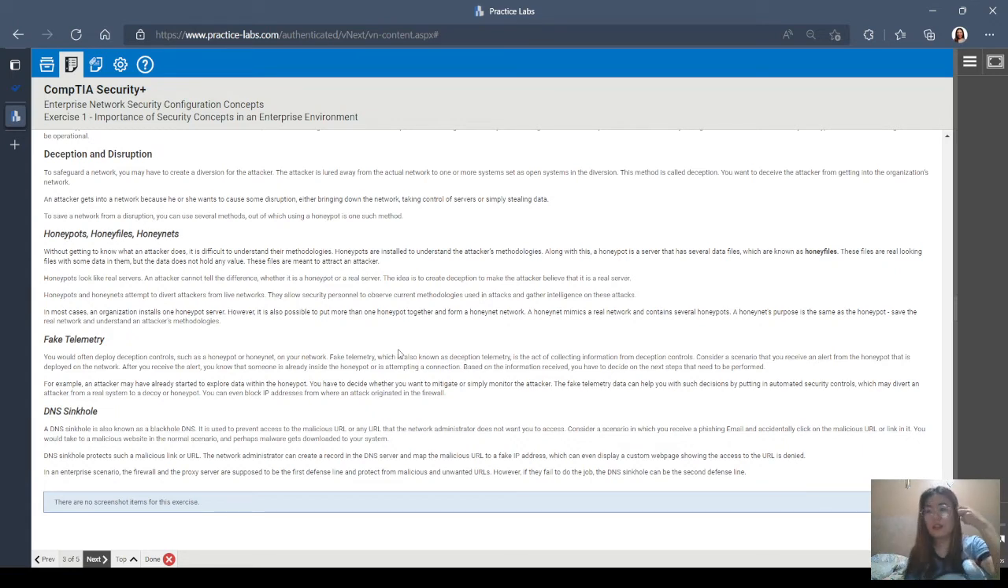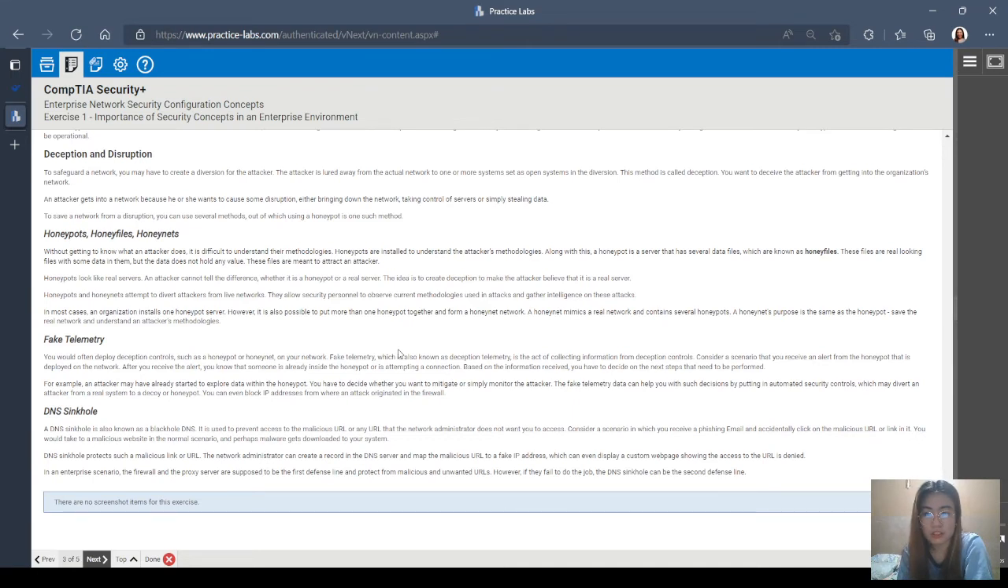Honeypots and honeynets attempt to divert attackers from the live network. They allow security personnel to observe the current methodologies used in attacks and gather intelligence on these attacks.